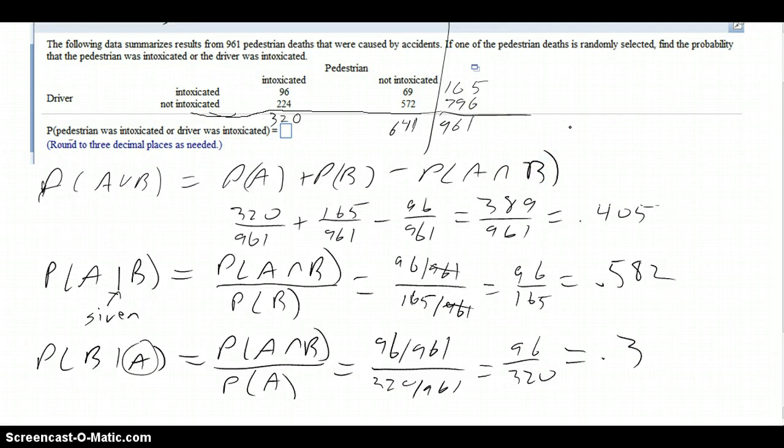And so you just add them up and minus the intersection, and then A given B or B given A. Remember, the second thing is your denominator, or what you're comparing it to. You know you're looking in that group only. So hope that helps.